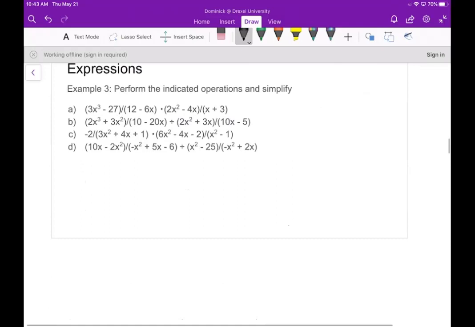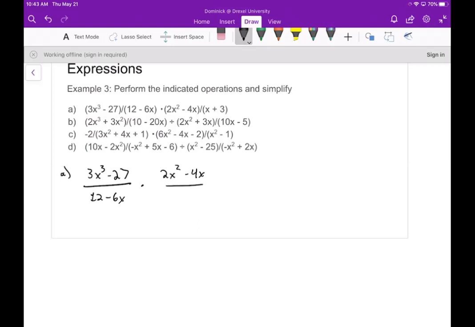All right, so let's do a couple of examples of that. So in part A, we have 3x to the third minus 27 over 12 minus 6x, and we're multiplying that by a 2x squared minus 4x over x plus 3. Okay, now first I want to factor everything, right? We want to simplify and cancel as much as possible. So this 3x to the third minus 27, that's a difference of cubes, right? So I'm going to, well, I can even factor a 3 out first. So I'll have a 3 times x to the third minus 9, right? We could factor that, although 9 is not a perfect cube, so we can probably just leave that alone.